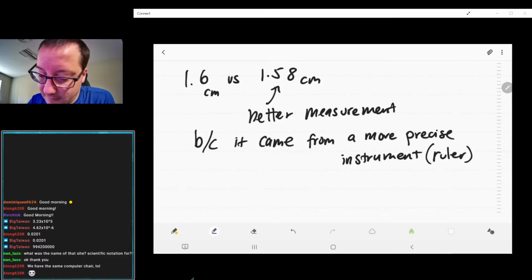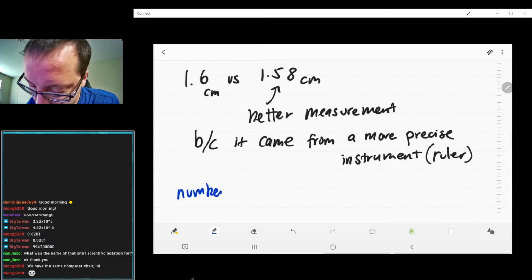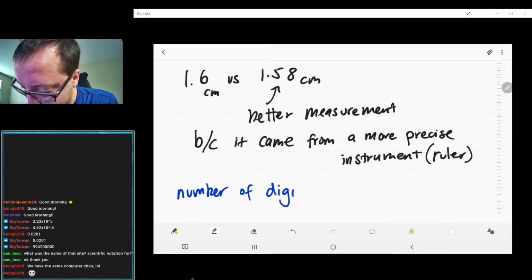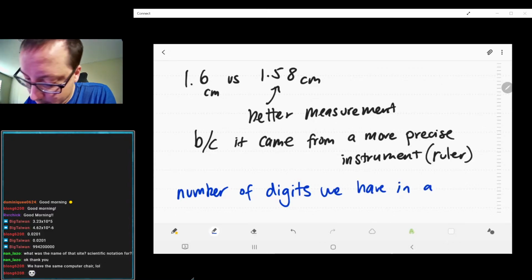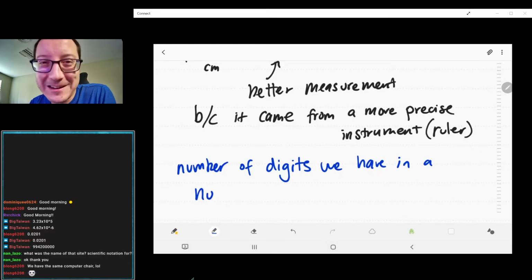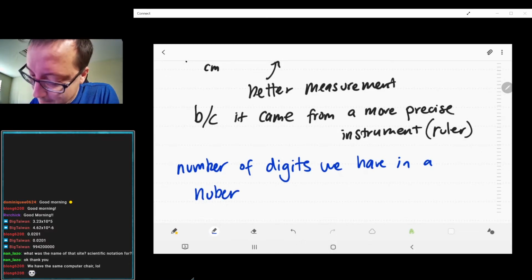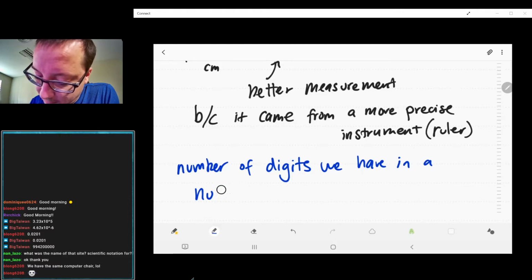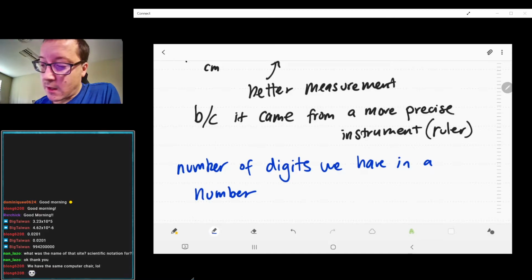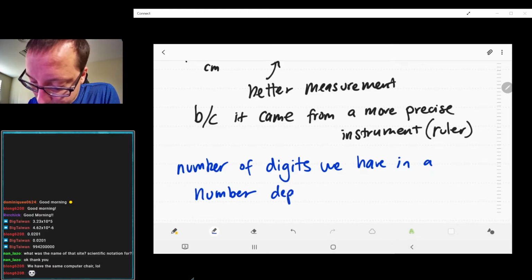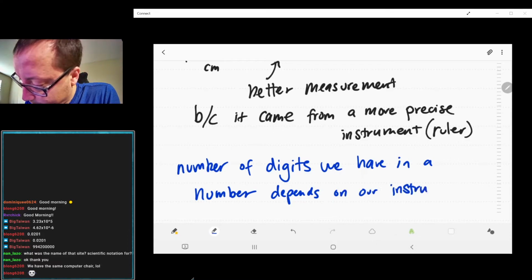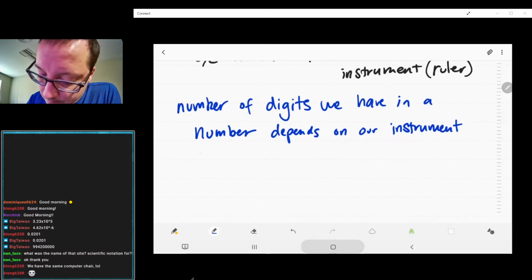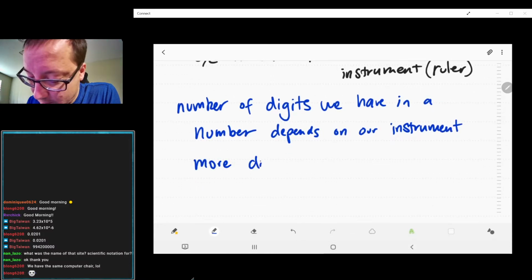We're going to see here that the number of digits we have in a number depends on our instrument. And simply put, more digits is a better measurement.